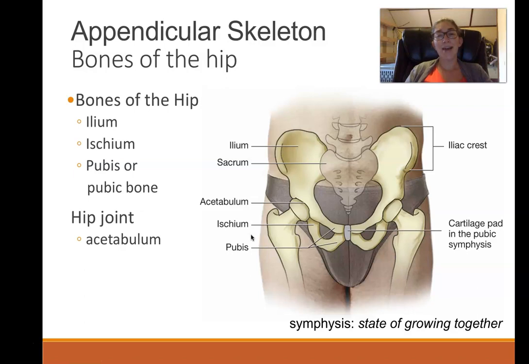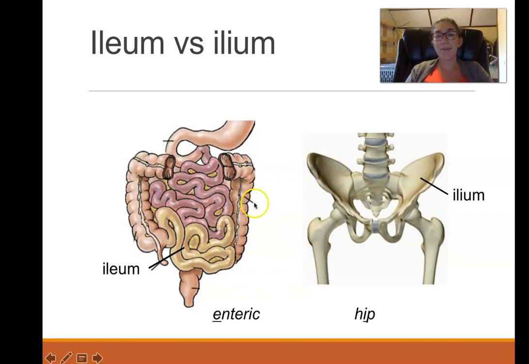So the bones of the hips. There's a large bone in the hips here. That bone is called the ilium. I-L-I-U-M, which is different from the ileum of the intestine. So remember, I-L-E-U-M is the ileum of the intestines, the third part of the small intestine, versus the ilium of the hip, which is a bone in the hip. So the spelling there is important because that one letter differentiates two different parts of the body.